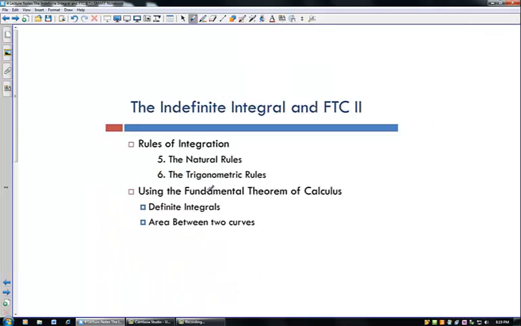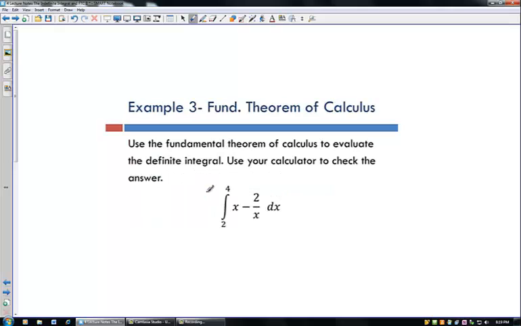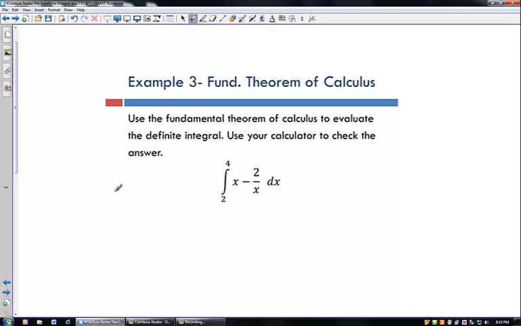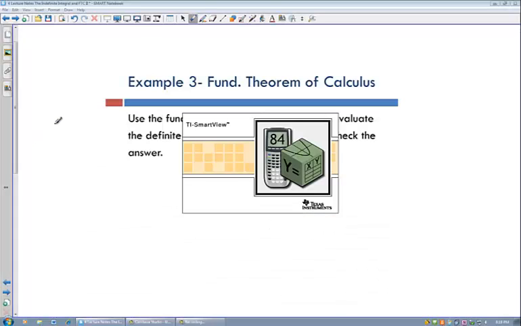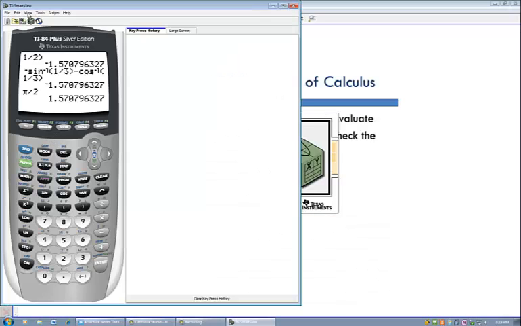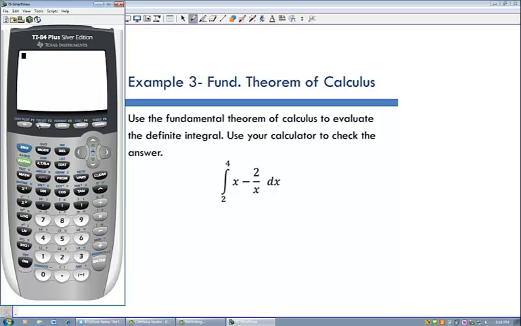Okay, so now what we want to do is start using the fundamental theorem of calculus to evaluate some definite integrals. So here's a definite integral right here. And we want to check our work with a calculator. Let's get the calculator going right now. For my calculator, the idea is we can graph this thing, because I say integral, you say area. So we can graph x minus 2 over x and make our window go from 2 to 4, because that's where the limits go from, 2 to 4. And then we'll zoom fit it.